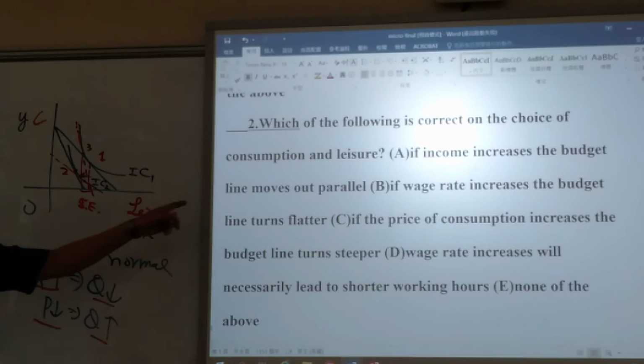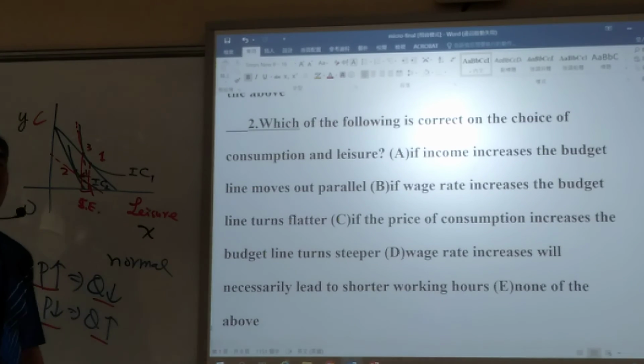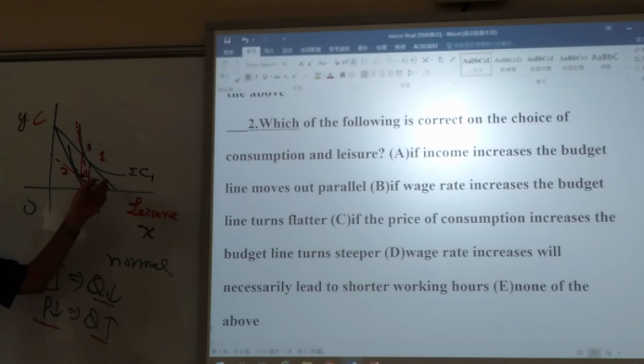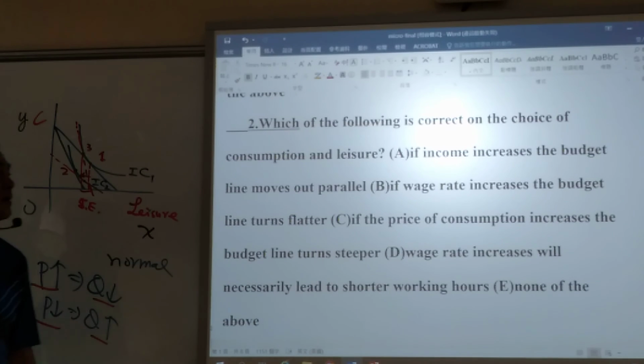So because of that, this is wrong, because the maximum you can have is 24 hours. So if you have more money, can you have more time? No. So A is wrong.